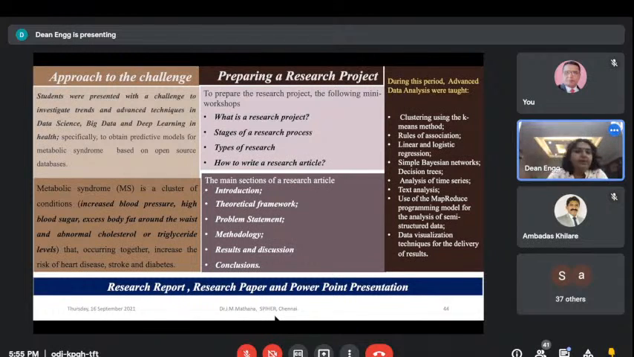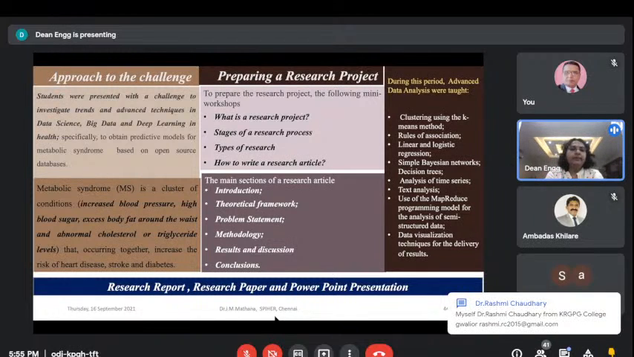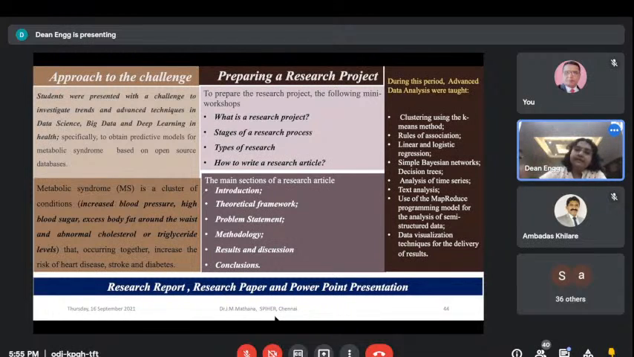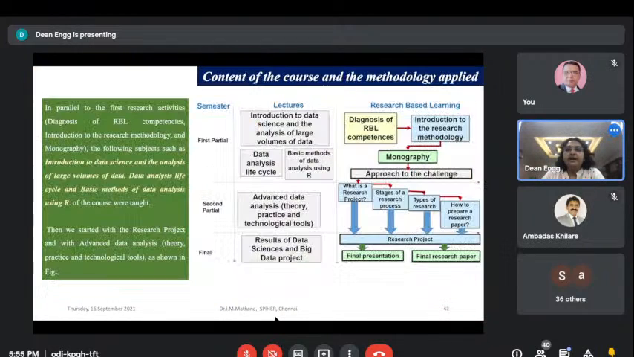So, okay, this is about metabolic syndrome. The problem is given to each team of students. At the same time, the faculty conducts some workshops also. What are the workshops? What is a research project? What are all the research processes? What are all the types of research? How to write a research article? So parallelly, they conducted the workshops also, right? That is what the diagram says.